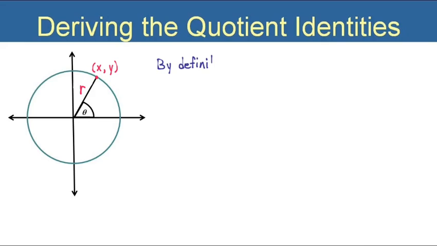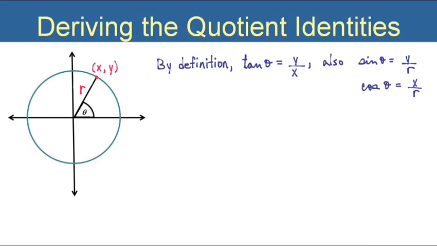And let's remember that our definitions of the trig functions we already know. Tangent is y over x, sine is y over r, and cosine is x over r. And now let's take our tangent equals y over x, and I want to multiply y over x by 1, but I want to do it in such a way that it changes the look of the fraction. I'm going to multiply by 1 over r over 1 over r. Now if you think about it, this is a number over itself, so it's really just a big fancy 1, but it's going to change the look of the fraction.